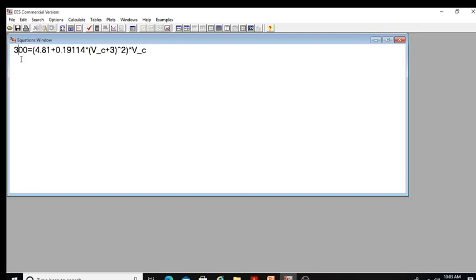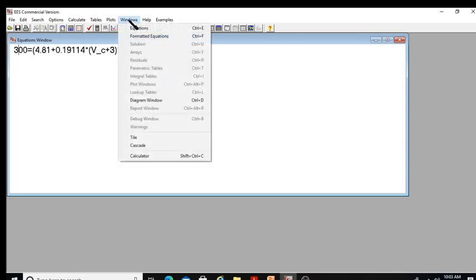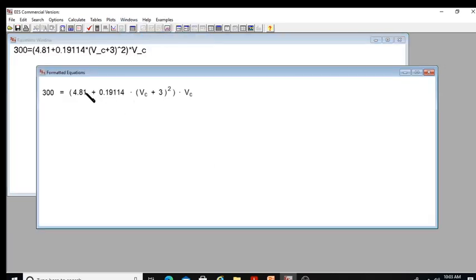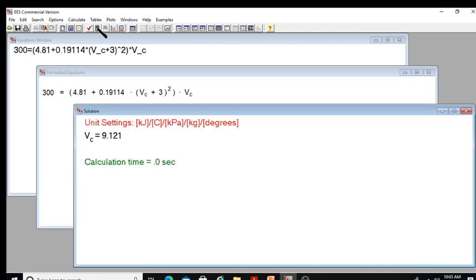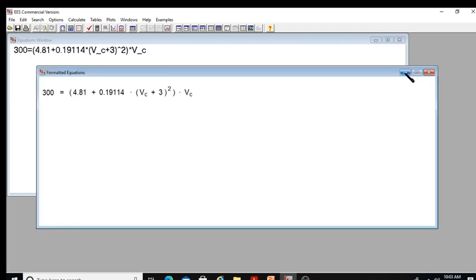So I will be able to write down this equation to solve, and I can see it in a formatted form. Vc is the cycle speed. The only unknown in this equation is the Vc, which I can solve. I just click on solve, and I got the value of 9.12, the speed which will satisfy that equation. On EES, there are so many other things we can do.